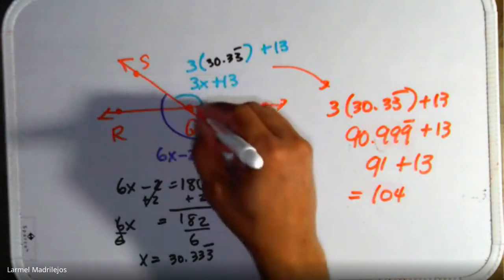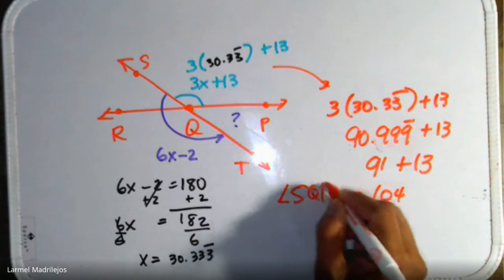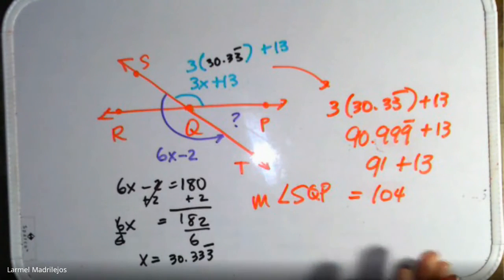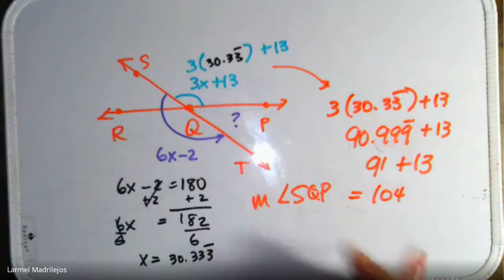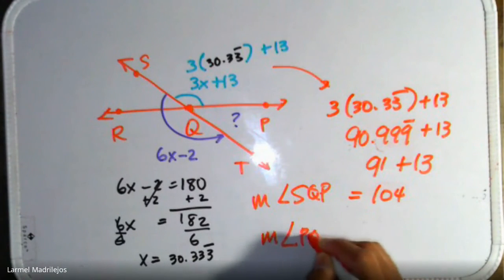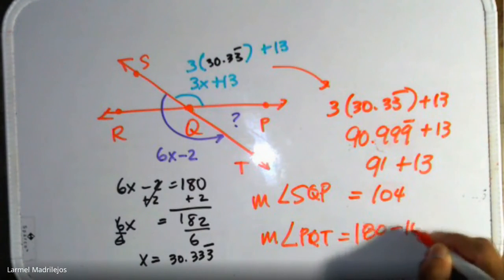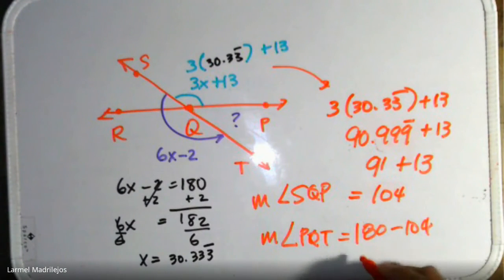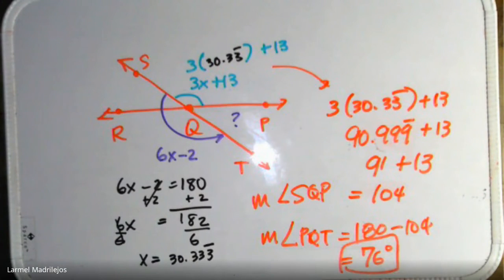Measure angle SQP, but that's not the answer. The answer is, what's this angle here? The measure of angle PQT is 180 minus 104. This angle is 76 degrees. Okay, thank you.